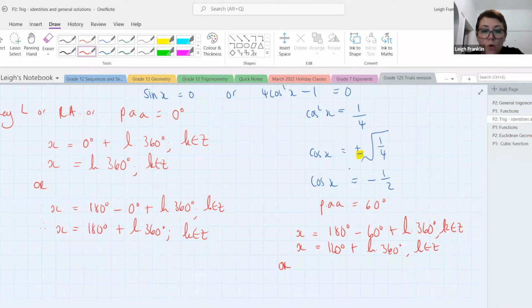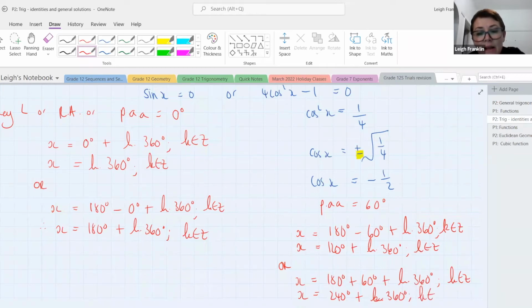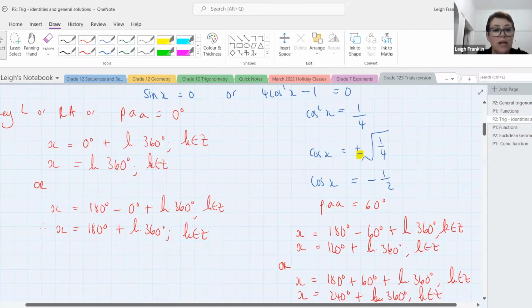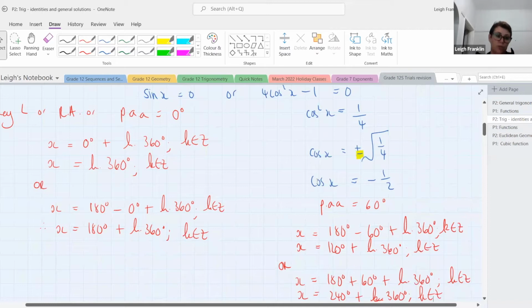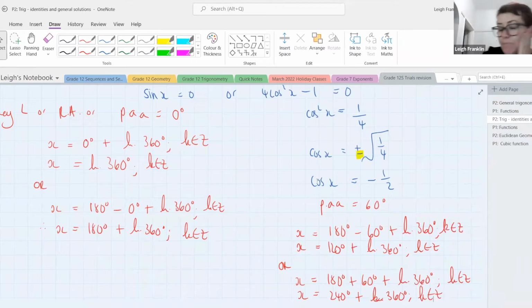Or quadrant 3. So then x would be equal to 180 plus 60 plus k times 360. So x would be equal to 240 plus k times 360. K is an element of the integers. Actually getting the general solutions at the end is quite easy, but all the work that we had to do to get down there was fairly substantial.